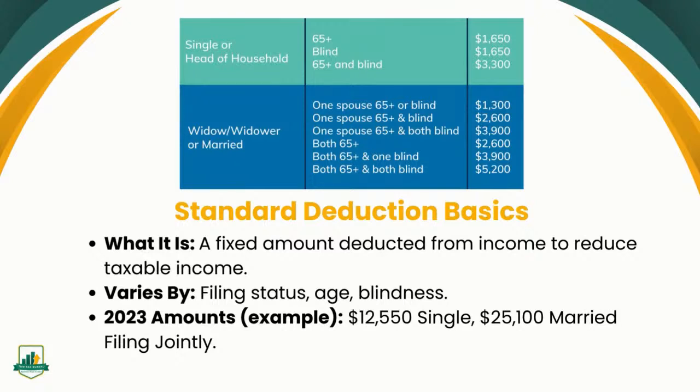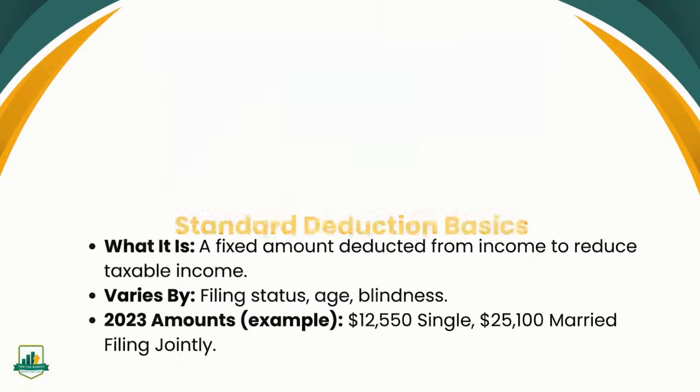So here's another form that kind of goes through what the standard deduction basis is, right? Single or head of household, if you're 65 plus, blind, or 65 and blind, you're going to run between $1,650 up to $3,300. A widower and or married, you're going to run between $1,300 to $5,200. So you just want to take in those standard deduction rates. They're going to vary by age, blindness, and filing status.